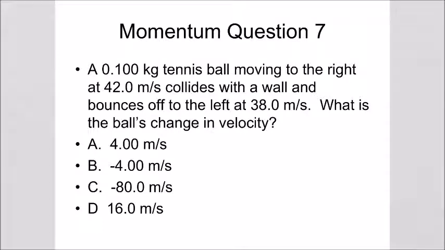Let's move on to number 7. This time we have a tennis ball moving to the right at 42 meters per second. It collides with the wall and bounces off toward the left at 38 meters per second. What is its change in velocity?